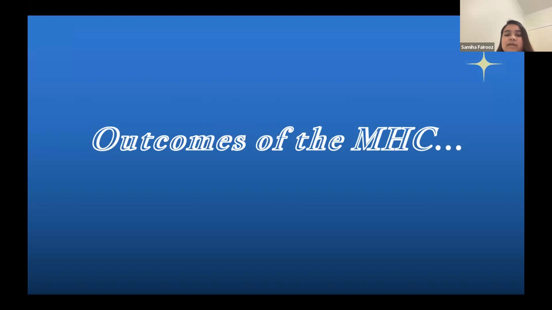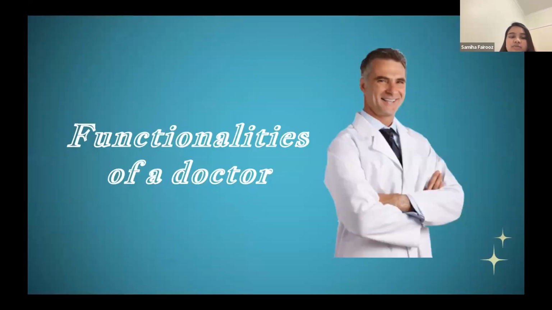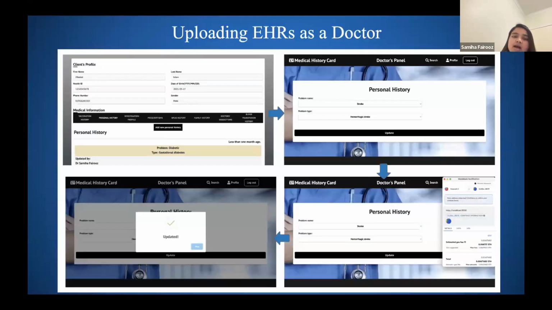Now, the results of the medical history card website will be introduced to you with some real views of it. Let's first start with the functionalities of a doctor. A doctor can view all the medical records, but only upload a person's personal history and prescriptions. Here is an example of a doctor uploading a patient's personal history. He can update his personal history by selecting the problem type and the name.